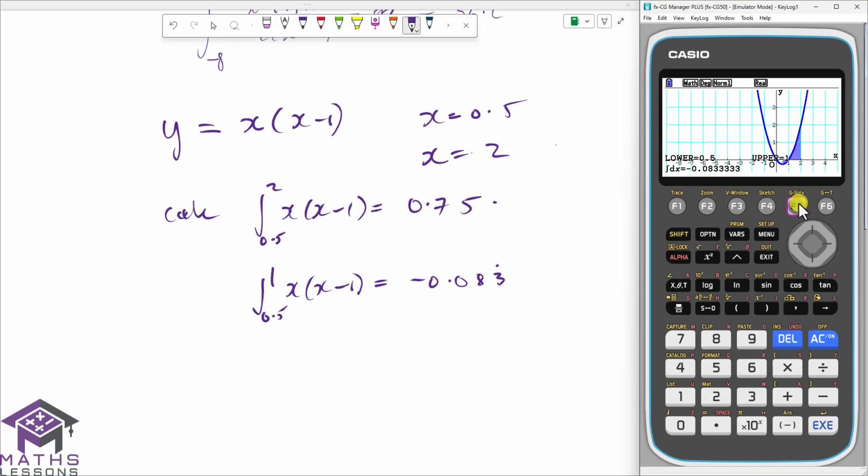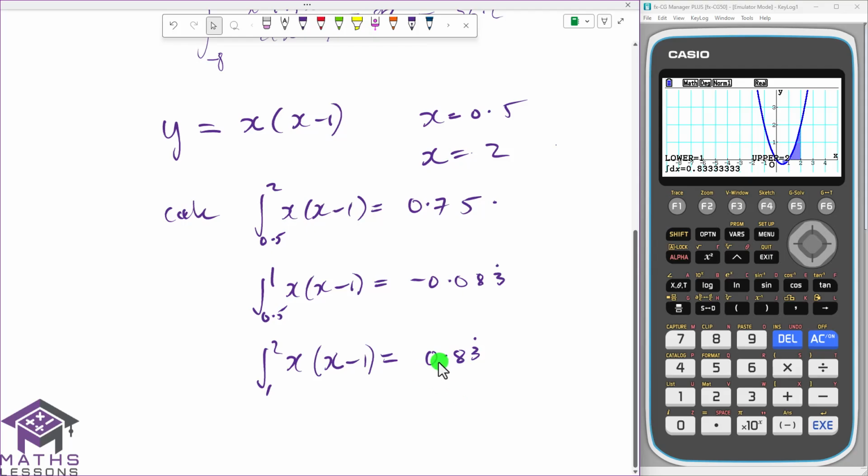And what you see is if we do from 0.5 to 1, we get minus 0.83 recurring. Let's just do graph solve again and put our lower limit now of 1 and our upper limit of 2, and we get 0.83 recurring. And what you can see is if we do this one plus this one, we get this value. This value is negative.